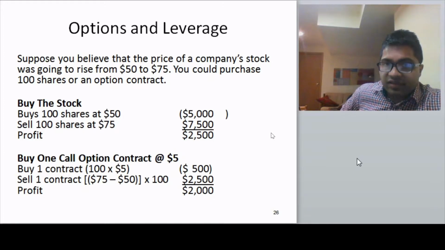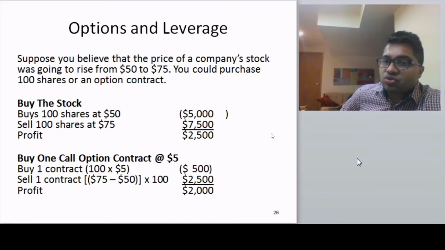Options generally have leverage. For example, suppose you believe the price of a company stock is going to rise from 50 to 75. You can purchase 100 shares or an option contract. So they are giving you examples. If you buy 100 shares at 50 and the stock goes to 75, you make a profit of 2,500. But let's say one call option contract is at $5. So you buy one contract by paying $5 per stock times 100 stocks, that is $500.